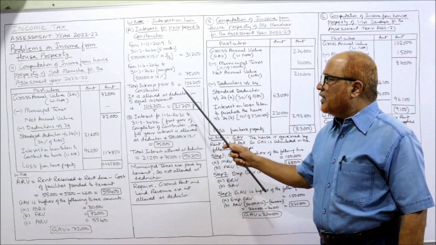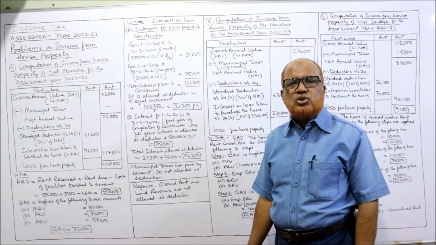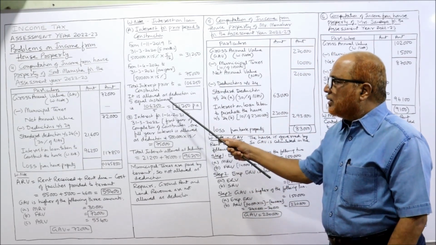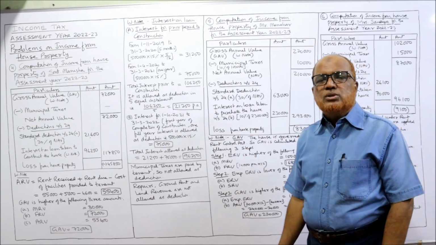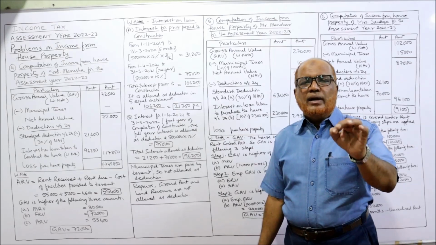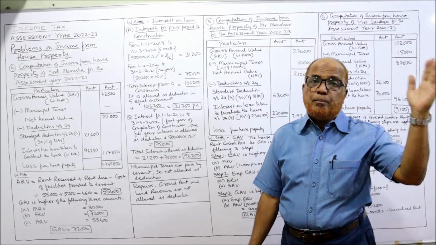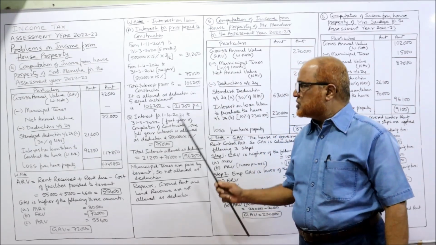So this 1,06,250 will be allowed as deduction in 5 annual equal installments according to the provisions given by the Income Tax Act. So divide by 5. 1,06,250 divided by 5 is 21,250. Every year 21,250 interest will be allowed as deduction. This is the prior period interest, prior to construction period interest.